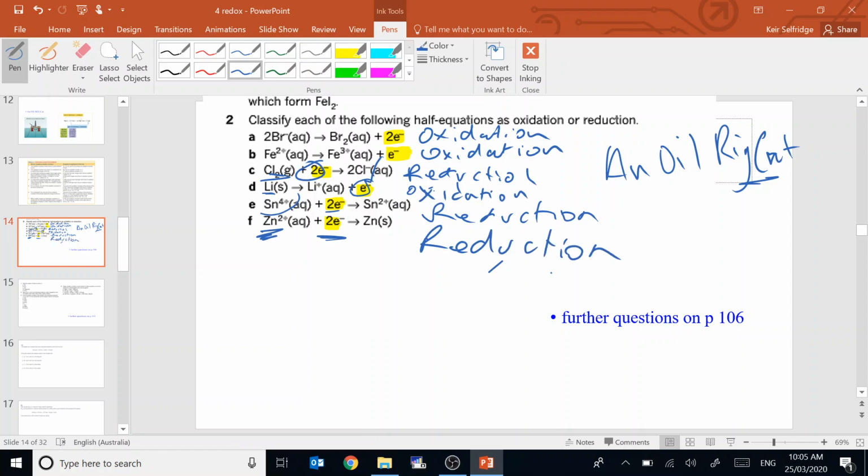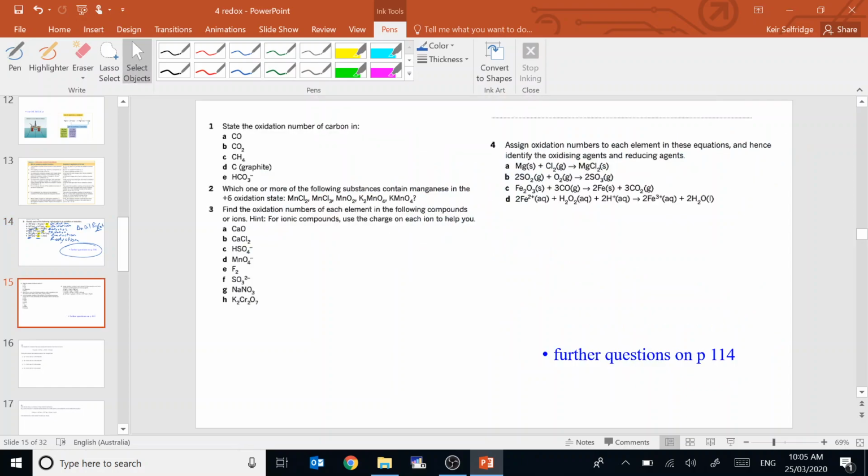So a really good, nice, easy one from the textbook. This is an example of just having a look and instantly spotting whether it's oxidation or reduction, one of the three methods that you might use. If you want some more goes on this one, there's some more questions on page 106 of the Heinemann textbook. Check it out, have a go, get in contact if you're struggling with that. Let's go on to the next one.